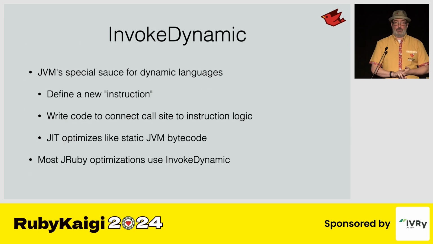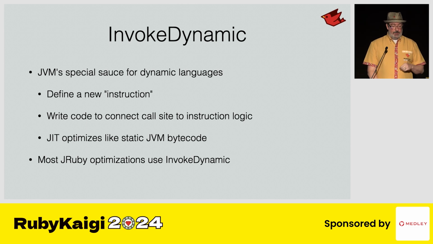So the magic sauce for most of JRuby's optimizations is a feature on the JVM called Invoke Dynamic. Invoke Dynamic lets us basically define new instructions for the JVM. The JVM sees an invoke dynamic in the code, it calls a callback in JRuby, we tell it what to do, how to optimize that code, and then from then on, it's optimized as though it was a regular piece of static Java code. It can be very, very fast. The vast majority of JRuby optimizations use invoke dynamic, and if you look at the bytecode we generate, it's almost all invoke dynamic calls to our own special instructions.